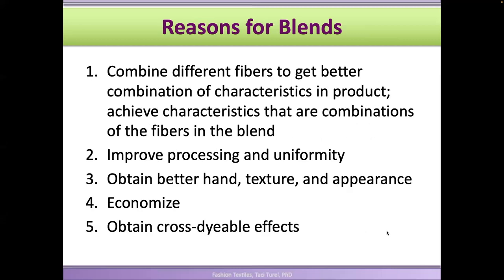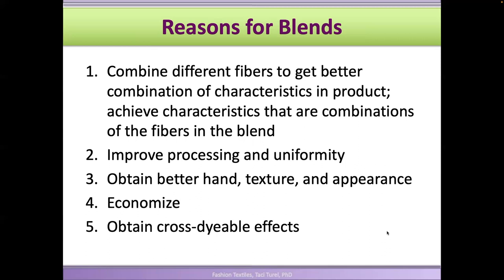Why do we blend? There are several reasons for that. One is you combine different fibers to get a better combination of characteristics. So you blend cotton with polyester because polyester is not as comfortable on the skin. It's not as absorbent. It does have static. So cotton adds those qualities to polyester. And then polyester is much more durable. It's stronger. It has better abrasion resistance. So you are adding durability to cotton. So this is one reason.